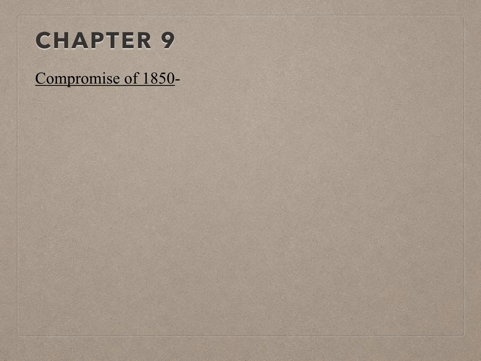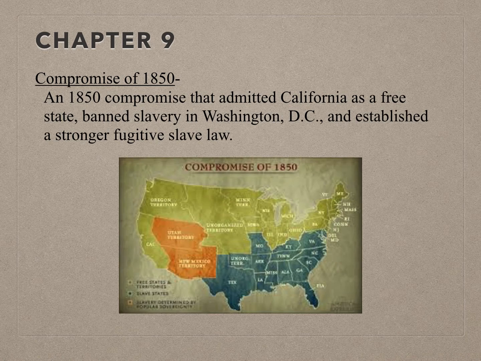Another compromise that we're going to be discussing, the Compromise of 1850. This was, surprise, surprise, an 1850 compromise that admitted California as a free state. It banned slavery in Washington, D.C., and it also established a stronger fugitive slave law. So you can see from 1820 to 1850, all of a sudden the map is more filled out. And you can also see in both of these compromises that the free states are getting something that they want, and the slave states are getting something that they want. That's what makes it a compromise.